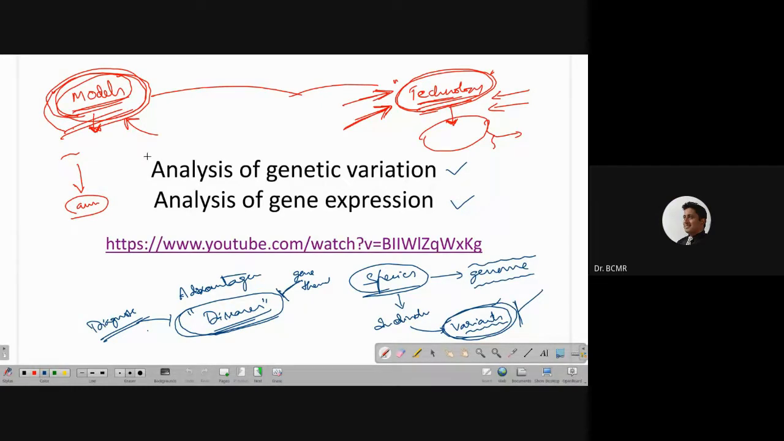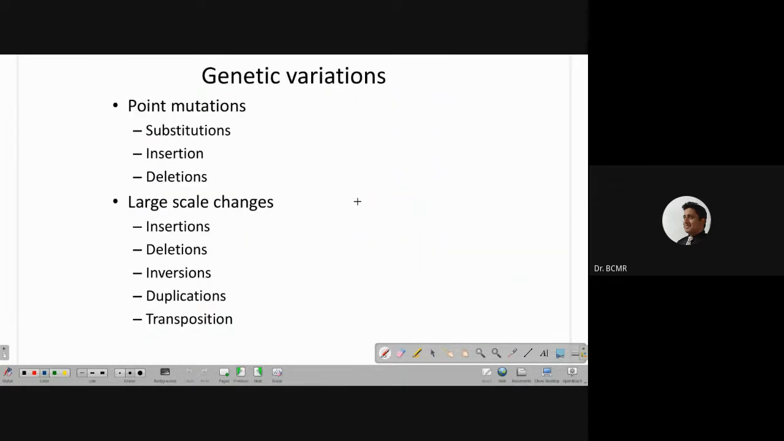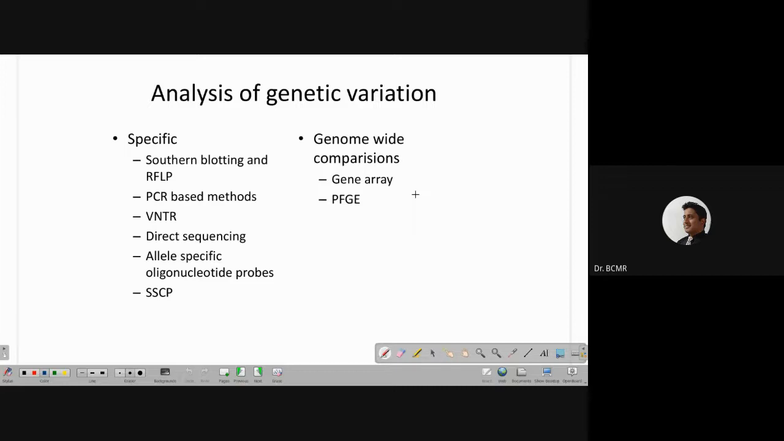We were discussing a chapter that I wanted to take together: analysis of genetic variation and gene expression. In that we discussed different types and possibilities of genetic variations, large scale and small scale. We have discussed a few of the techniques involved, and we will discuss a few more today.